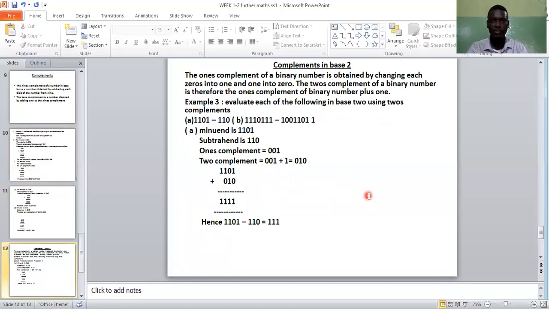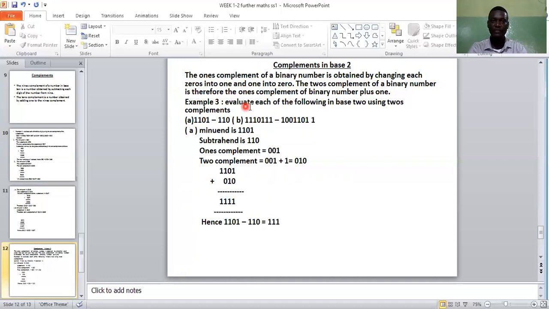Now let's talk about complement in base 2. The ones complement of a binary number is obtained by changing each 0 into 1 and 1 into 0. The 2's complement of a binary number is therefore the ones complement of the binary number plus 1. So what do we mean? Let's go over to an example for more clarity.